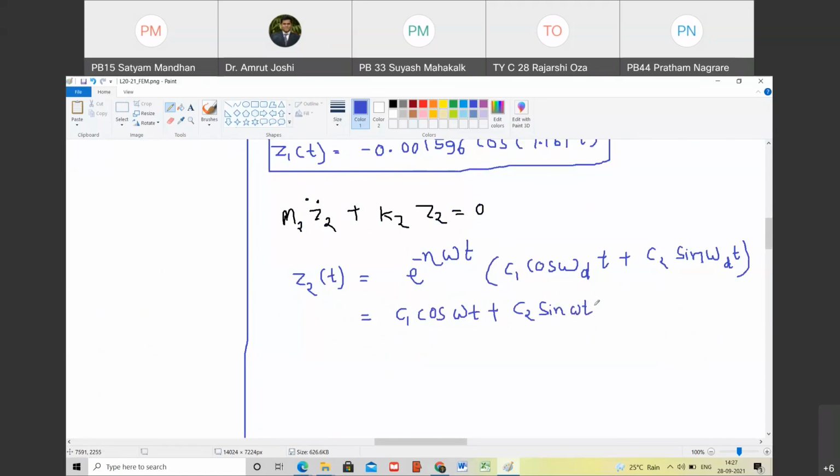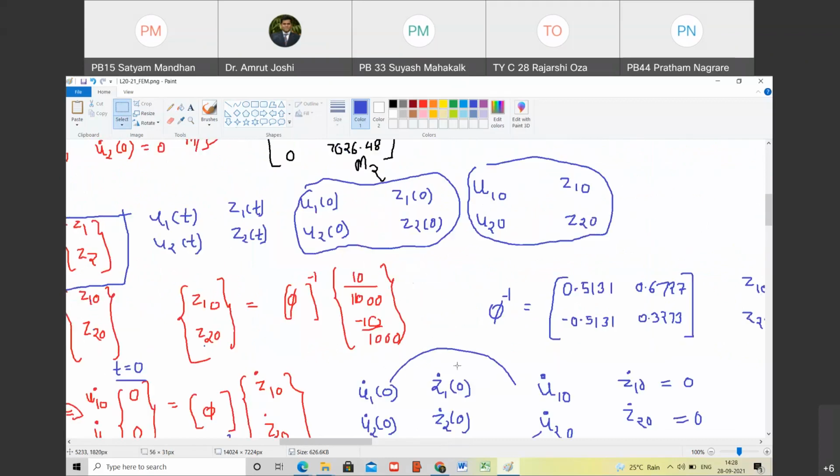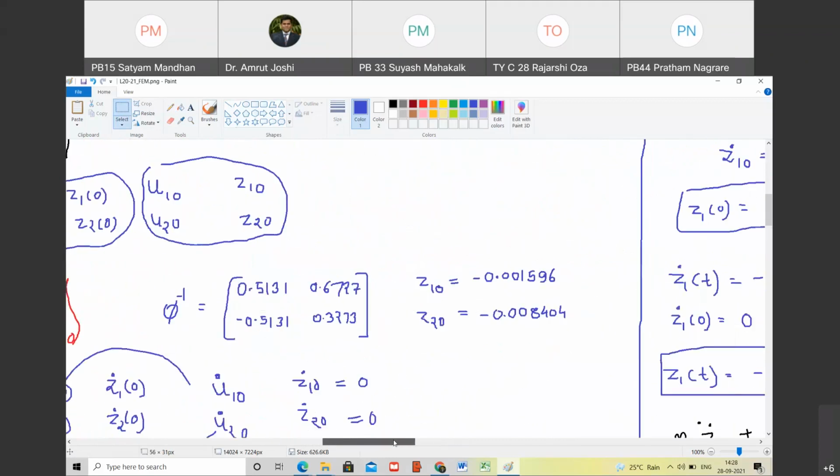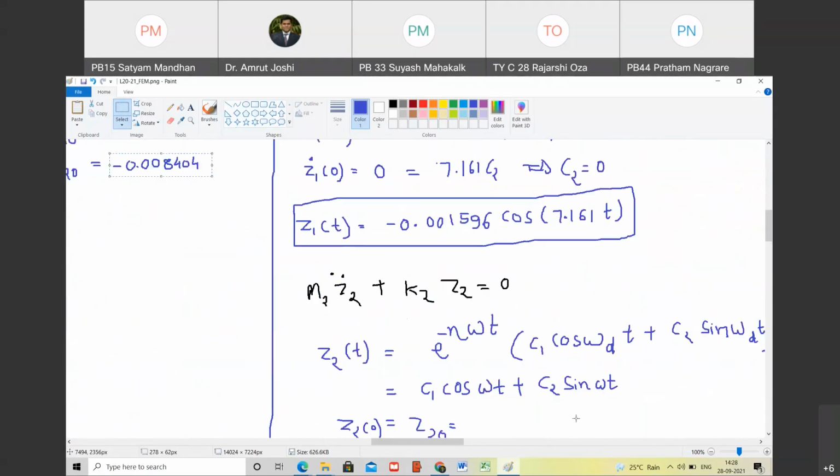Happy? Yes, sir. Now, in this, omega we will calculate a little later. Let us first apply boundary conditions. Z2 of 0 is how much? Do you agree with me? Yes, sir. And how much is Z2 0? So let us look at this Z2 0. Where is Z2 0? This one, minus 0.00840. Are you with me?